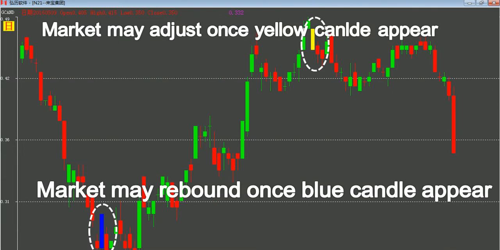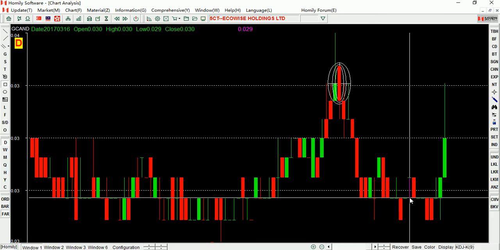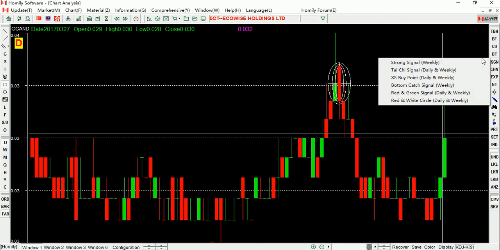The market may adjust once the yellow candlestick appears, and the market may rebound once the blue candlestick appears. Okay, then we can see this is the Homely-Taiji signal. Today I will teach you how to combine the Homely-Taiji signal with the time black hole. Okay, so let's see the Homely-Taiji.